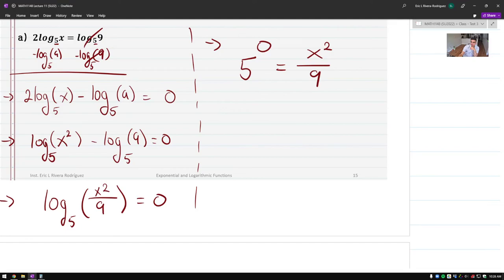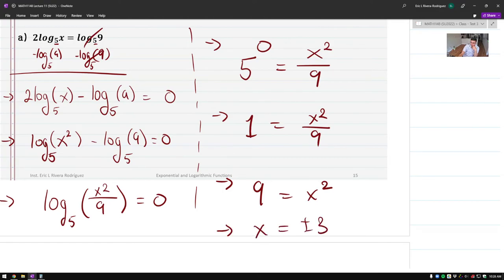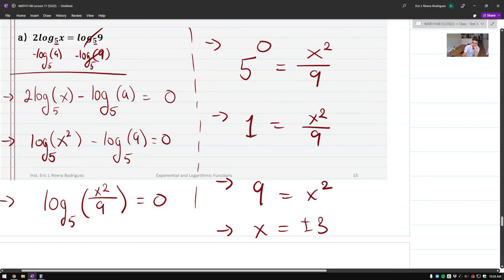But 5 raised to the power of 0 is just 1. I multiply both sides by 9, and I get that 9 is equal to x squared. I solve for x using the square root and I get plus or minus 3. So I have two values here for x.